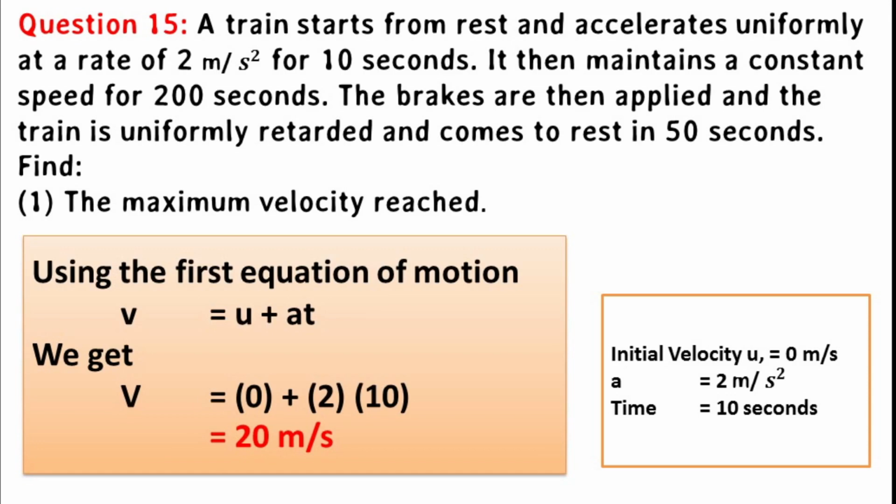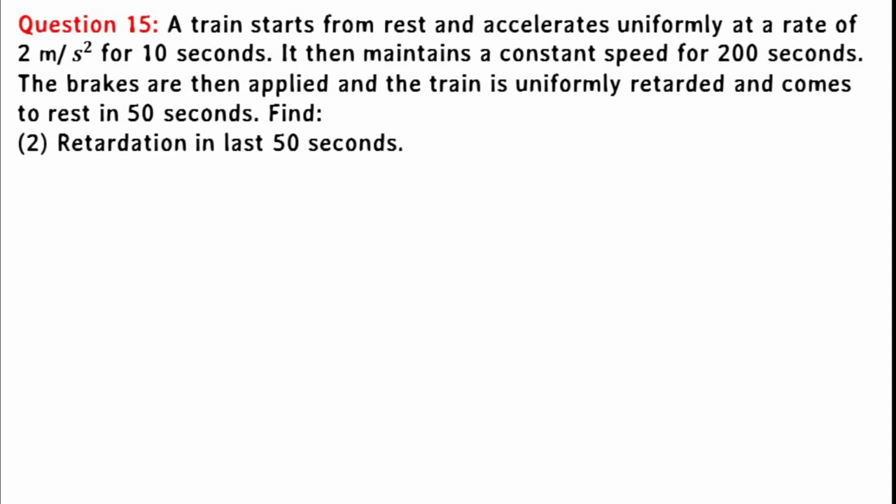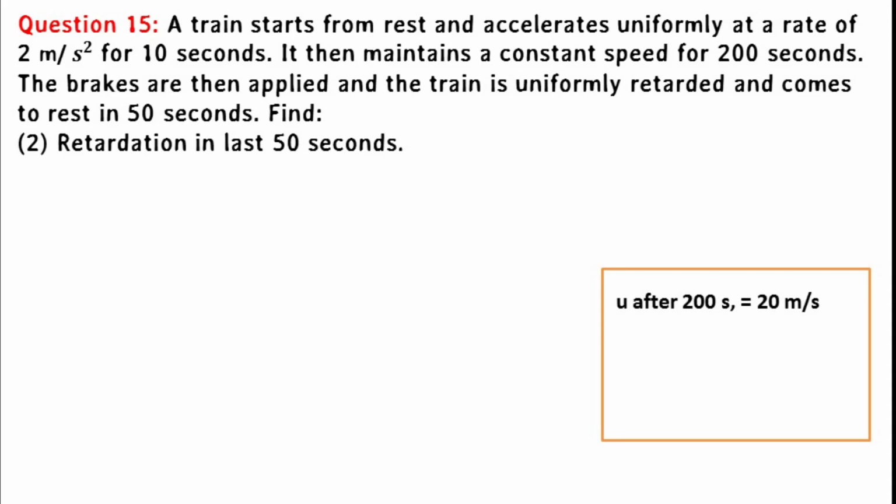Second part, retardation in last 50 seconds. Please note, after 10 seconds, body moves with uniform velocity for 200 seconds. So let us write down the values given in the question. u is equal to 20 meter per second. Then it stops, so final velocity is equal to 0 meter per second. Time is equal to 50 seconds.